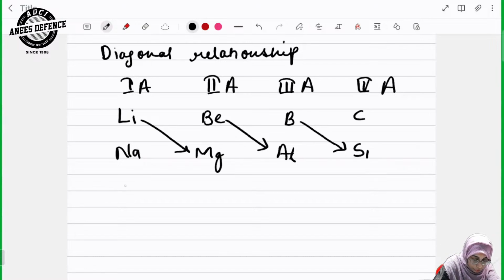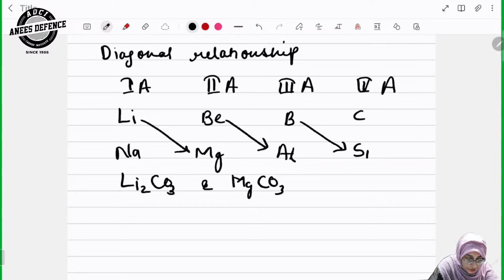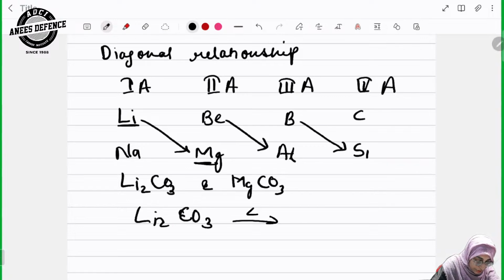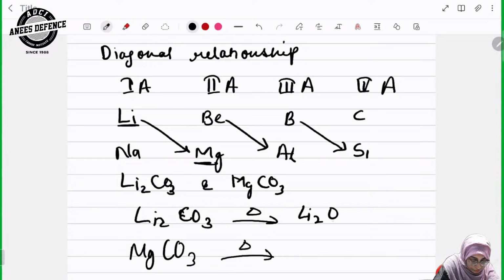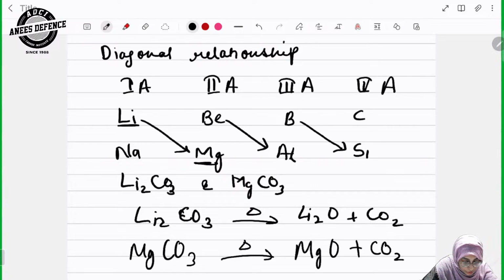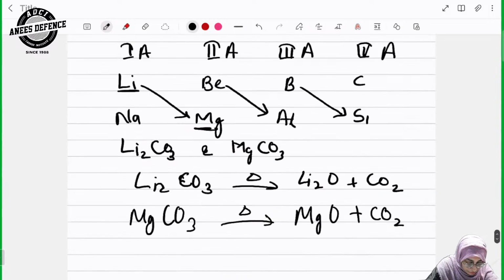For example, Li2CO3 and MgCO3. Both exhibit the diagonal relationship. How? On heating, they form their oxides and carbon dioxide. This is lithium carbonate and magnesium carbonate. What happens on heating? Both of them will give out oxides and carbon dioxide, like Li2CO3 on heating, and when we heat magnesium carbonate, in both cases they give oxides and carbon dioxide.